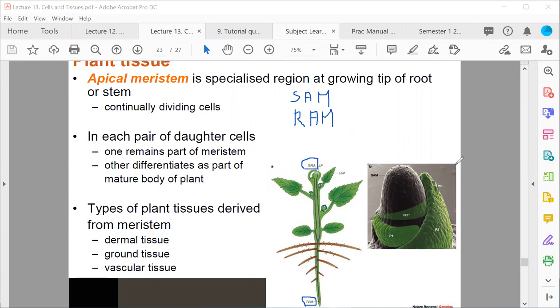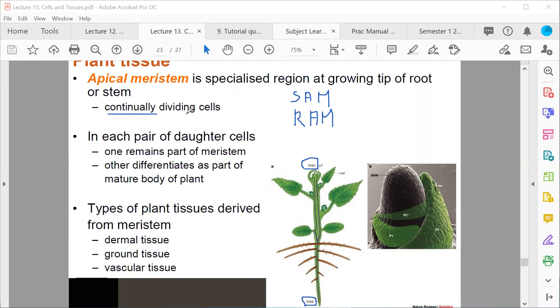And we can see an electron microscope. This is a scanning electron microscope image of a shoot apical meristem. So you couldn't see this with the naked eye. The shoot apical meristem is a cluster of cells located about here, just a small cluster of cells. The number of cells really depends on the plant species. And these are cells that are undifferentiated and they're continually dividing to produce new cells.